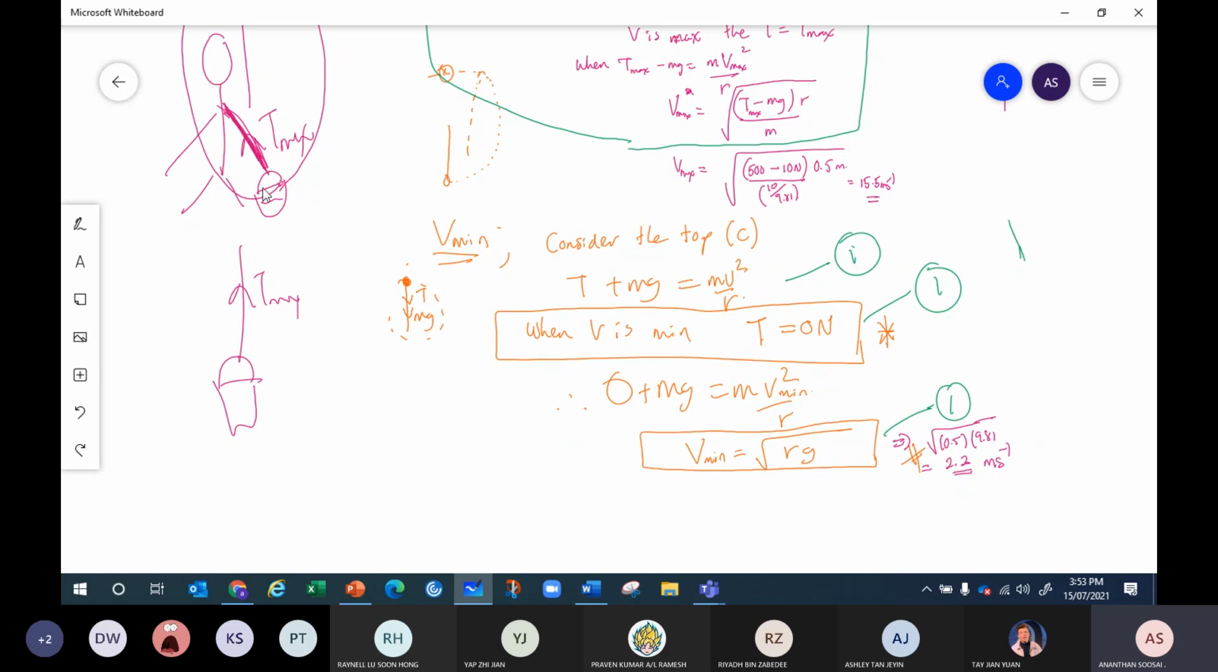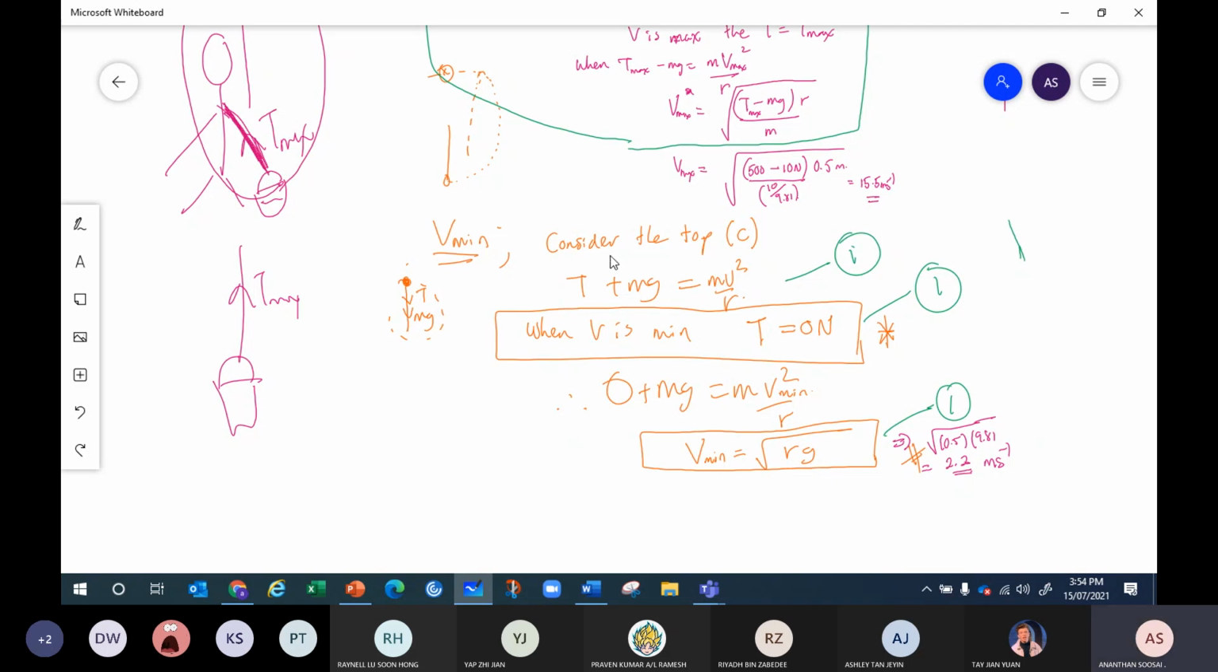So when the weight is increased, Vmax will change, but V minimum remains the same. V minimum is unaffected by the load tied to the string. That's why V minimum is quite famous. Why is V minimum famous? Because it's not affected by the mass. It's only affected by r and g. Okay.